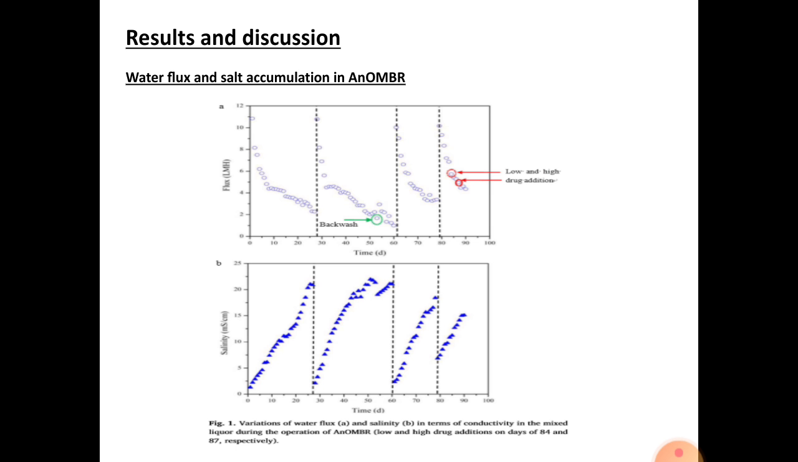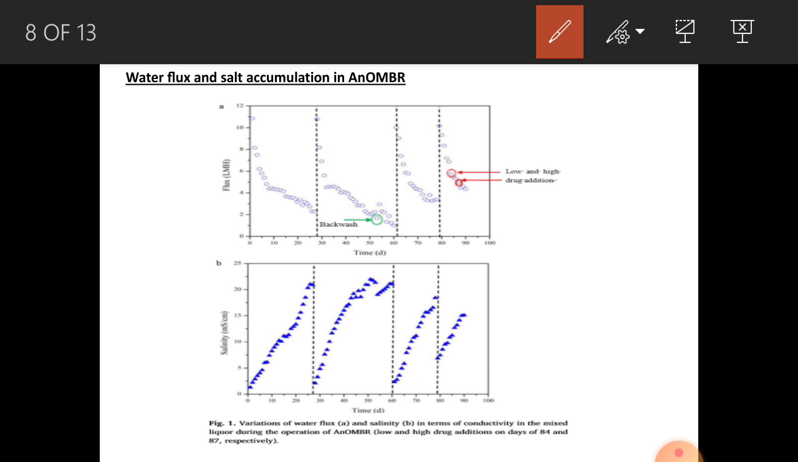So coming to the results and discussion. The first one is the water flux and salt accumulation in the anaerobic osmotic membrane bioreactor. As it can be seen, the salinity here increased from an initial value of 1.2 millisiemens per centimeter to a final value of around 21 millisiemens per centimeter in cycle 1.